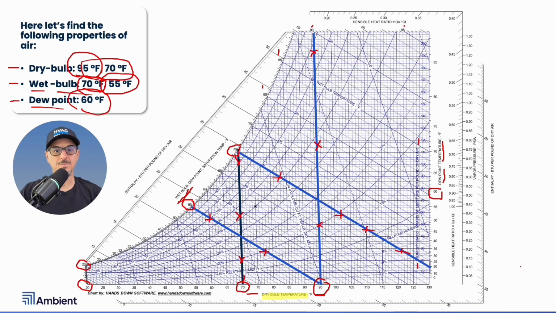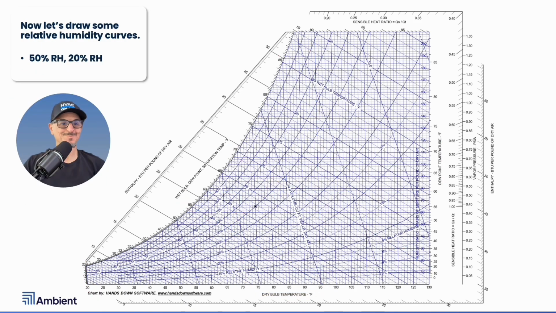Okay, so 60 degree dew point is a horizontal line that goes across. So let's draw that in. Boom. So anything along this line is 60 degree dew point. All right. Okay, let's move on and look at some other numbers here.